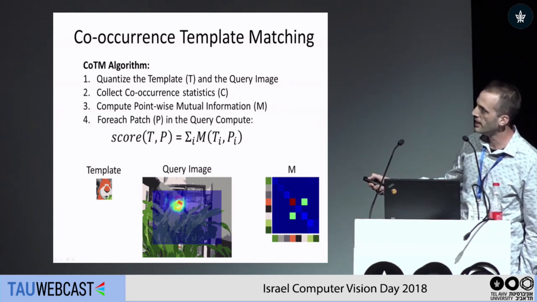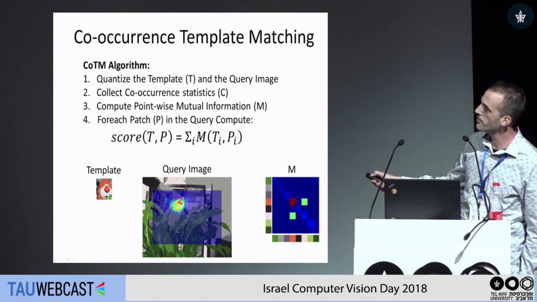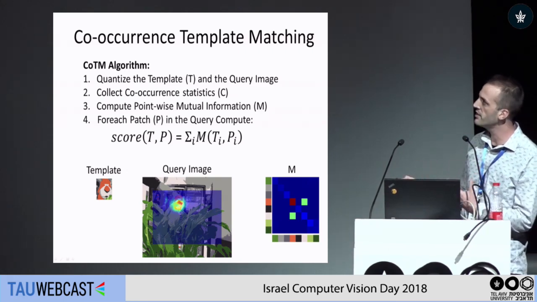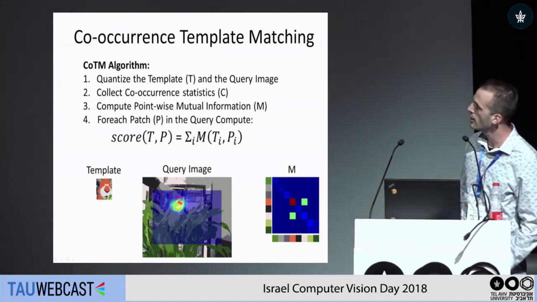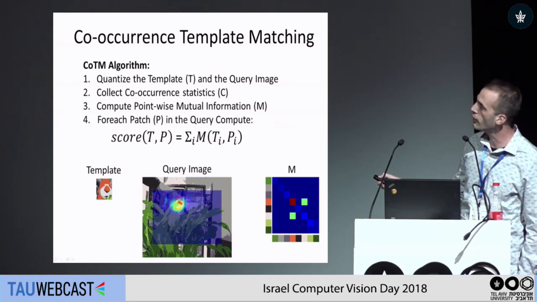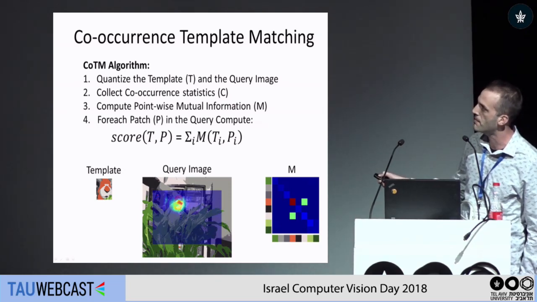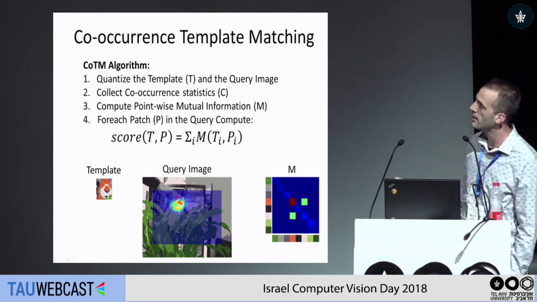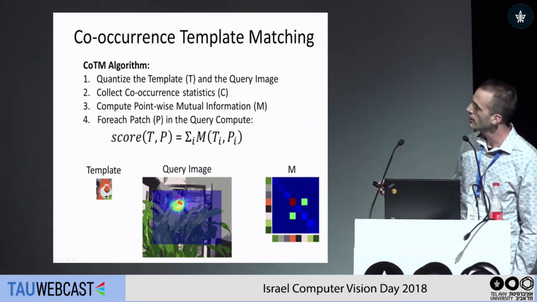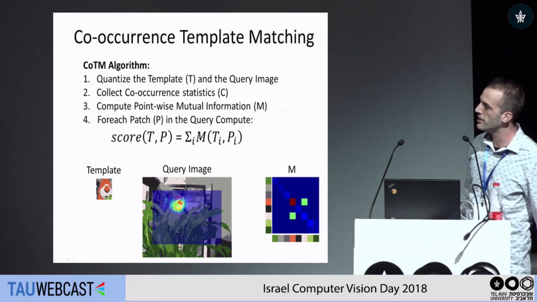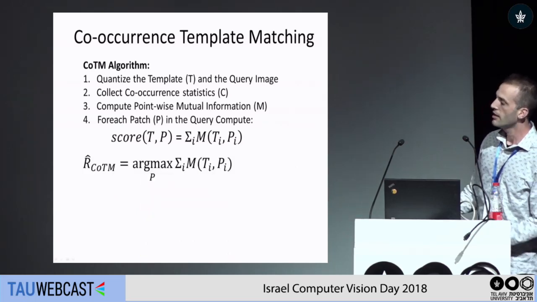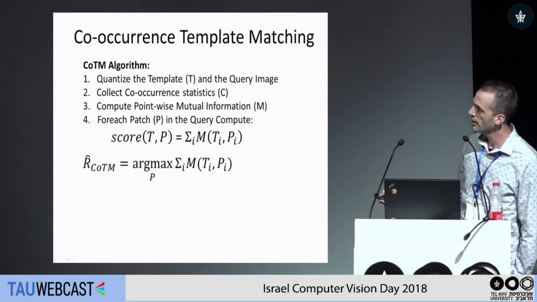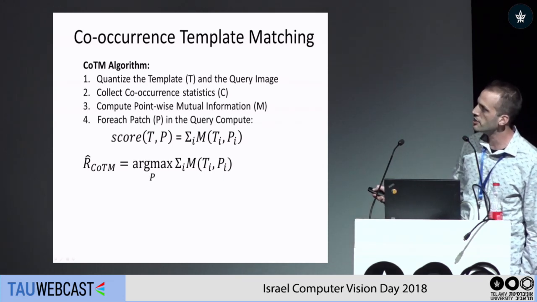So T is the template, and P is a patch from the query image. And what we do to score this patch is we take corresponding pixels in the template and the patch, and we plug them into the co-occurrence matrix, the matrix M. And we sum those contributions, and that's the score for a single patch. Now we repeat this process for every patch in the query image, and we get this heat map. Finally, we report the patch that maximizes this sum of mutual information. This is the estimation of co-TM.